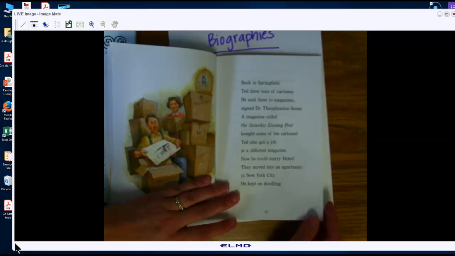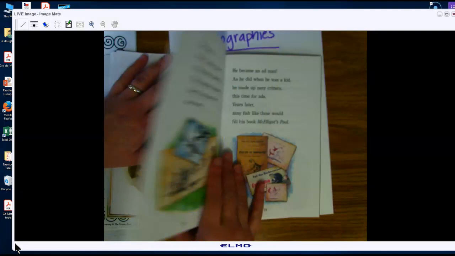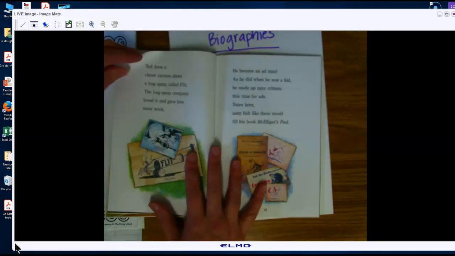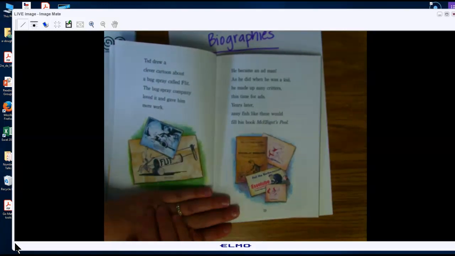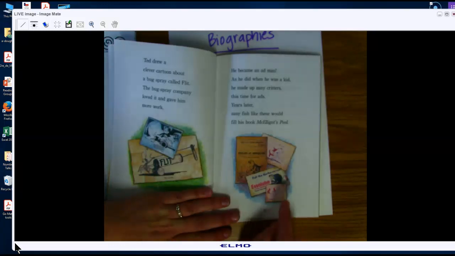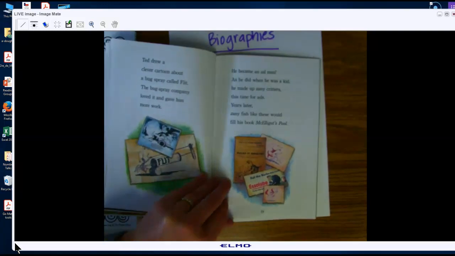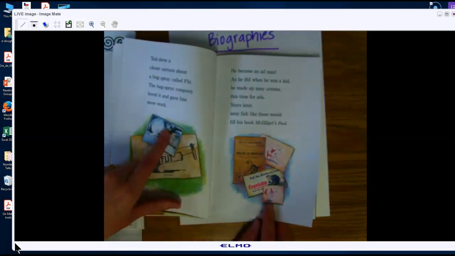They moved into an apartment in New York City, and he kept on doodling. So he's making pictures, and he's getting paid for them. Ted drew a clever cartoon about a bug spray called Flit. The bug spray company loved it and gave him more work. He became an ad man, and as he did when he was a kid, he made up zany critters, this time for ads. Years later, zany fish like these would fill his book, McElligot's Pool. You also see those fish on Redfish, Bluefish. Yep. And this one kind of looks like the Grinch almost.